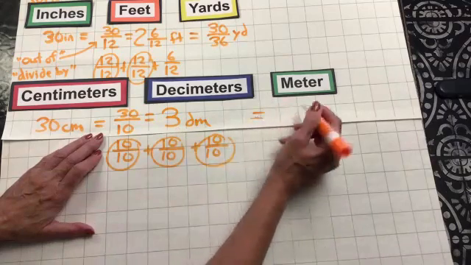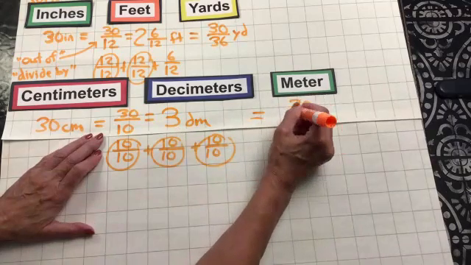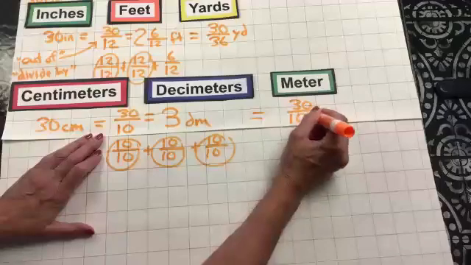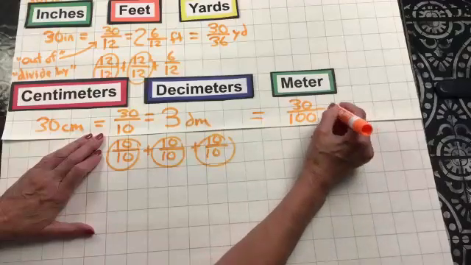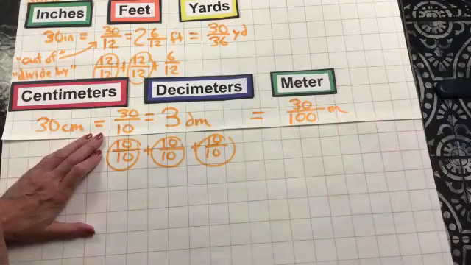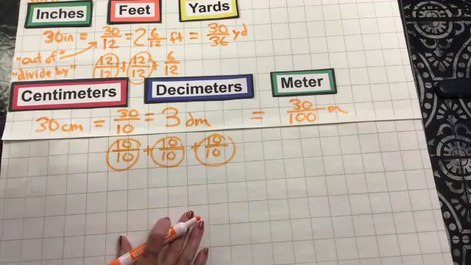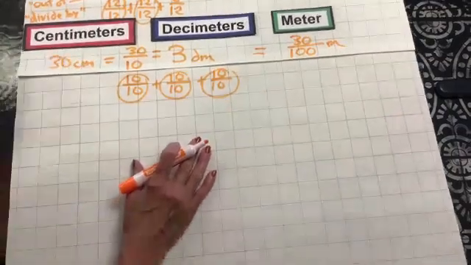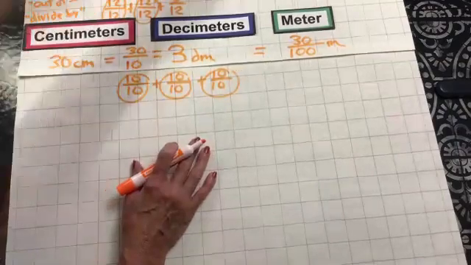And let's move over here. We have 30 out of 100. So we don't quite have enough to make a meter. So we have 30 hundredths of a meter. All right, let's move on to our liquid form of measurement.